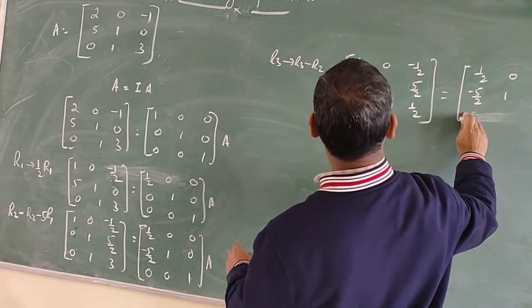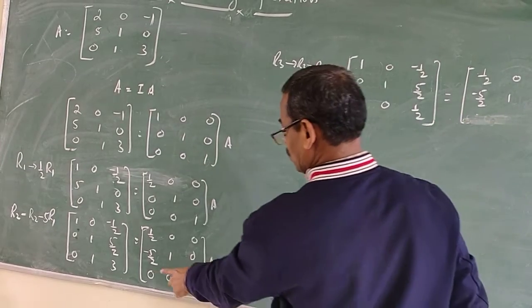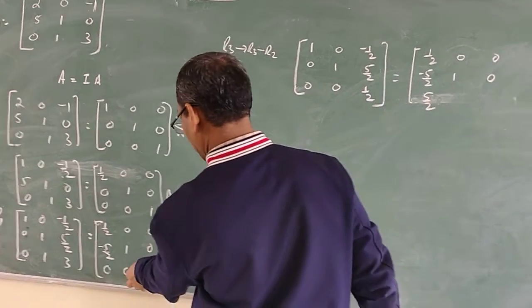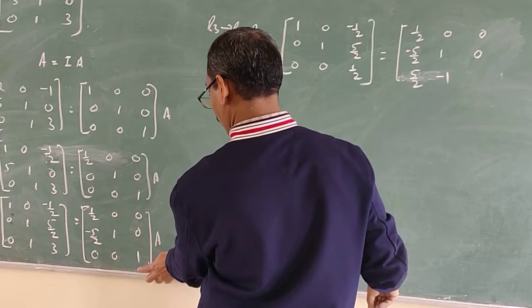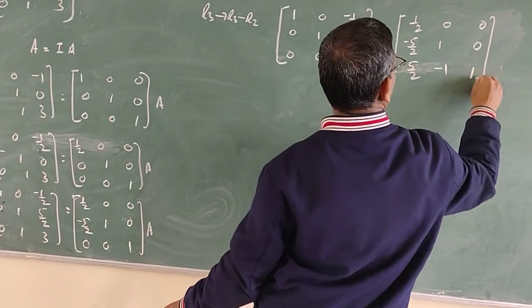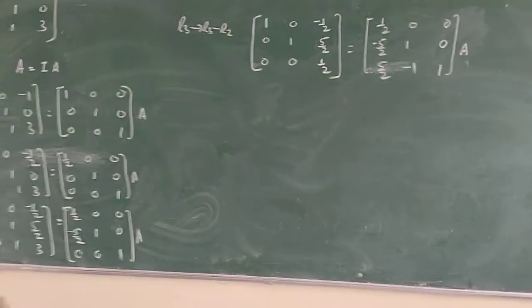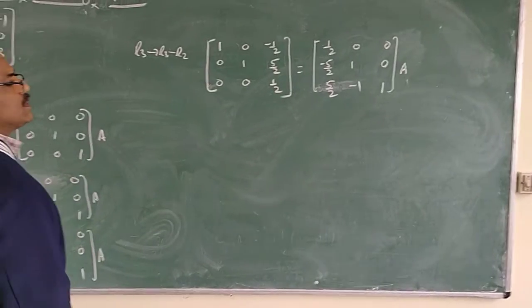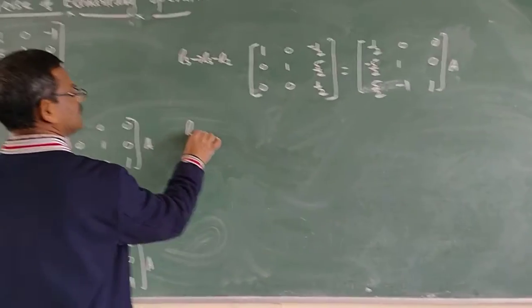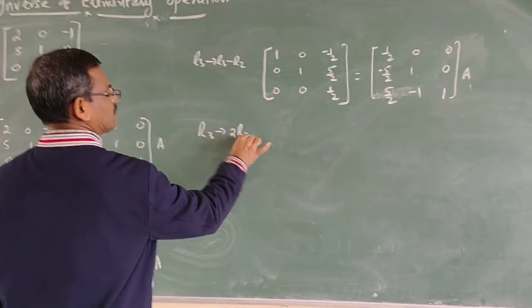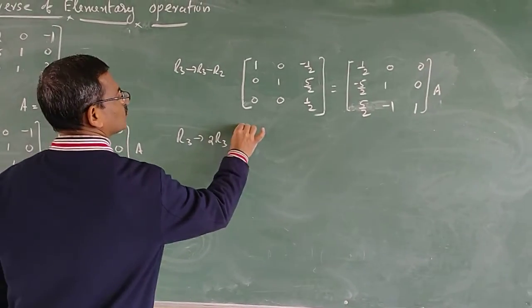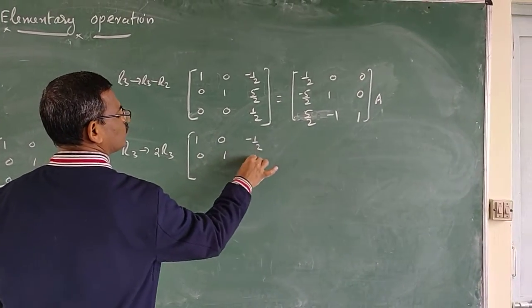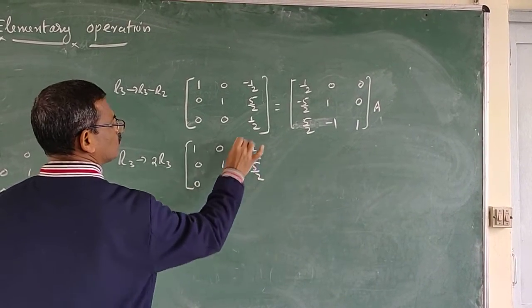Sorry. The last one, what was R3? R3 as R3 minus R2. So 0 minus, so it becomes 5 by 2. Okay. 0 minus 1, that is minus 1. 1 minus 0. Now you know that this should be 1 for us. So I can take this next one as R3 as 2R3. So this becomes 1, 0, minus half, 0, 1, 5 by 2, 0, 0, it becomes 1.